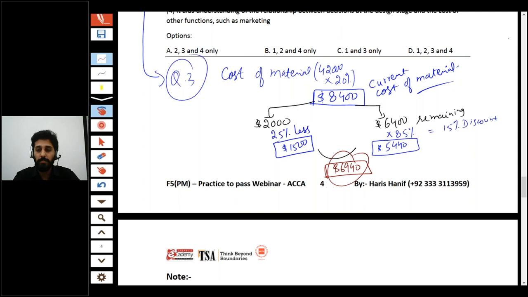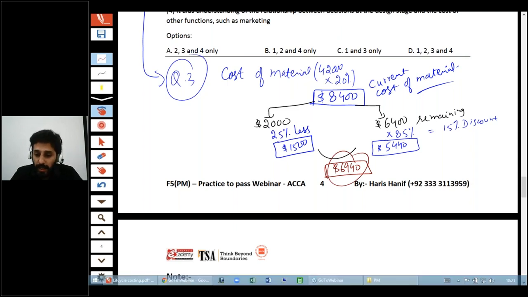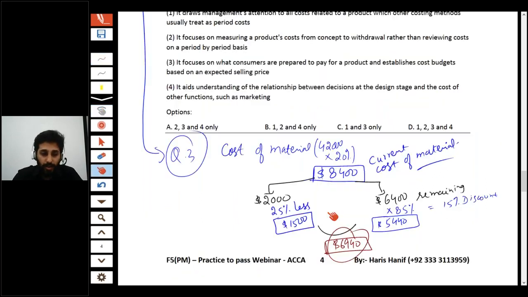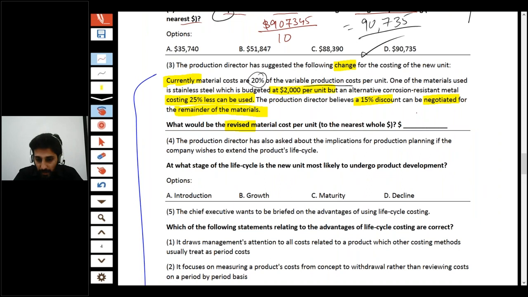So it is a very simple calculation, but I'm explaining it in a simple manner so that you can understand this requirement. That's 6940, right? It is my revised material cost. Now let's move to question number 4.